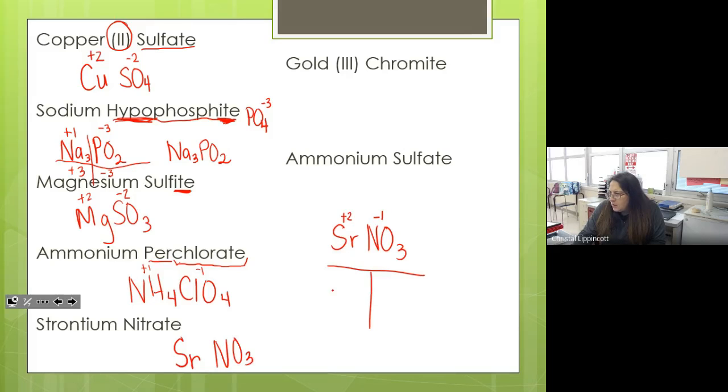Well, to balance this +2 out, I'm going to need how many of these? I'm going to need 2 of them, aren't I? But I can't put my 2 down here because that means that I've got 32 oxygens, and that's just crazy. I have to put this guy in parentheses, give it a hug so that that 2 applies to everything. So that's going to mean that I'll have a -2 charge. So if I clean this up and make this look pretty, it's going to look like this, Sr(NO3)2.